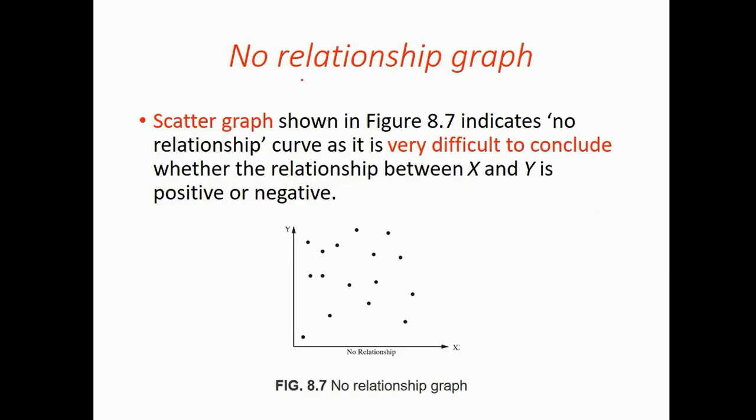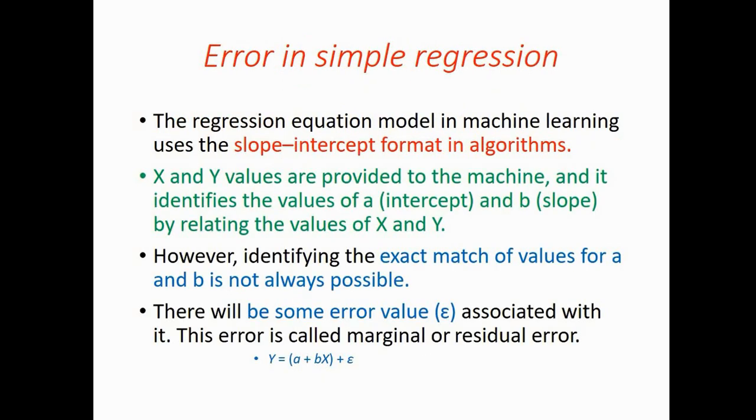So another type of graph that we obtain from the given inputs is one where there is a scattering of the points, there is no relation. We cannot exactly find the relation between the x and y. So it is very difficult to conclude whether x and y are dependent here or not. So this gives you a no relation graph scenario.